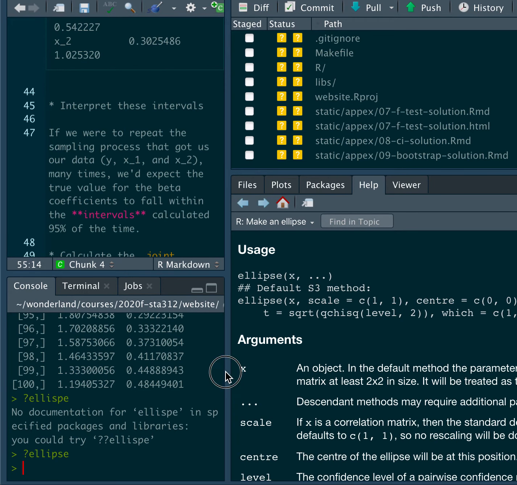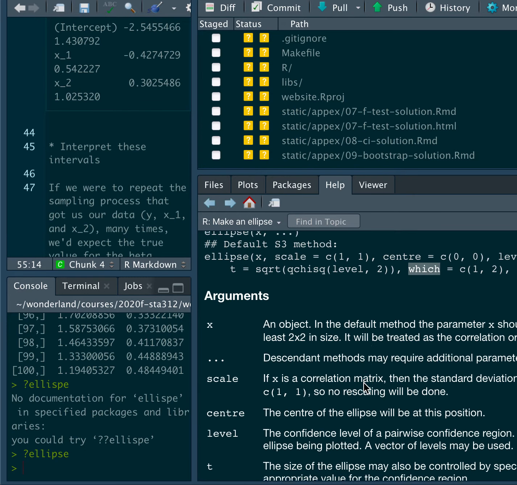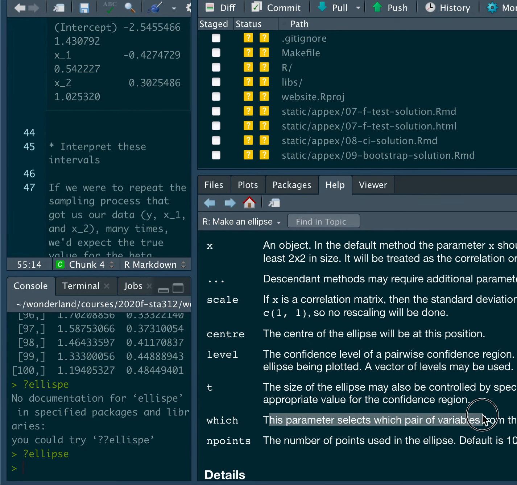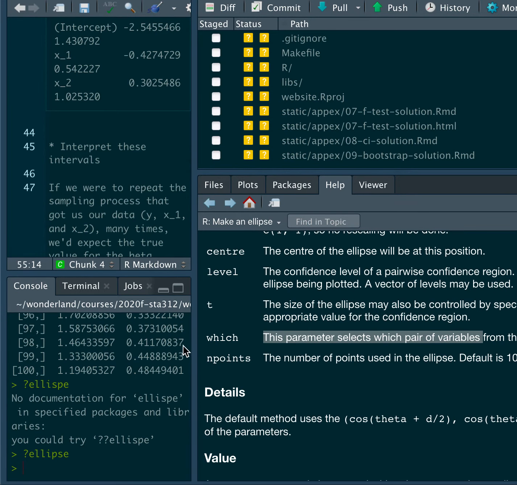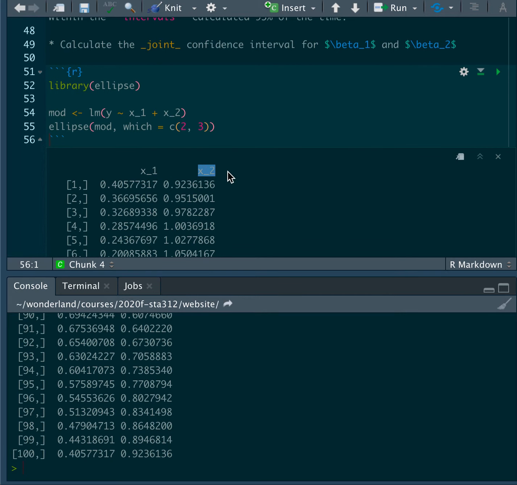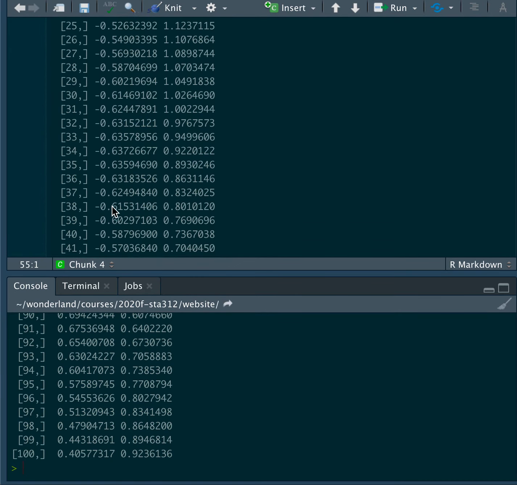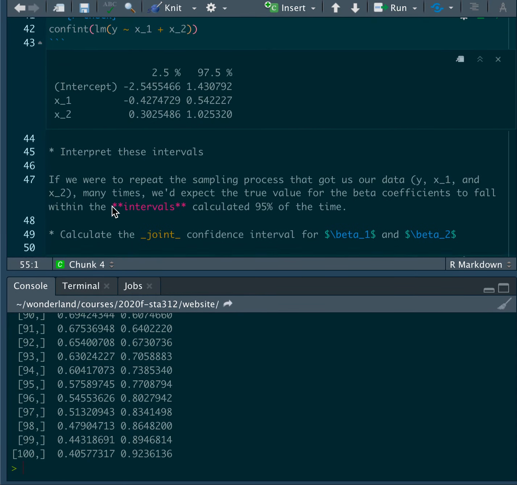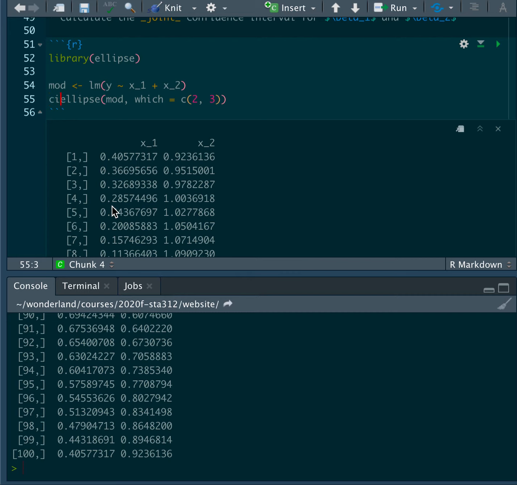you'll see that there is a which argument, and the which argument says which pair of variables should be used. And so I'm going to say which equals, and I would like it to use the second and third instead of the first and second. The default is the first and second, so that would be, if you were looking at a beta matrix, beta 0 and beta 1, but I wanted to use beta 1 and beta 2, which is going to be 2 and 3. So let's try that, and now we've got x1 and x2. By default, it will give you 100 points to use in this ellipse. It's going to generate 100 of these. And so this is going to be my joint confidence interval.